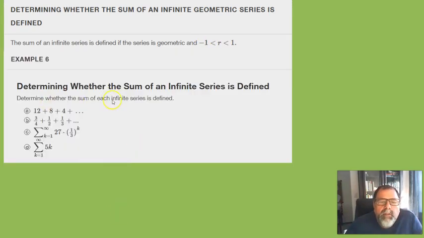Determine whether the sum of each infinite series is defined. We have to decide, is there a common ratio? So 8 divided by 12, which reduces by dividing by 4, is 2/3. And then 4 divided by 8 is 1/2. So not geometric.